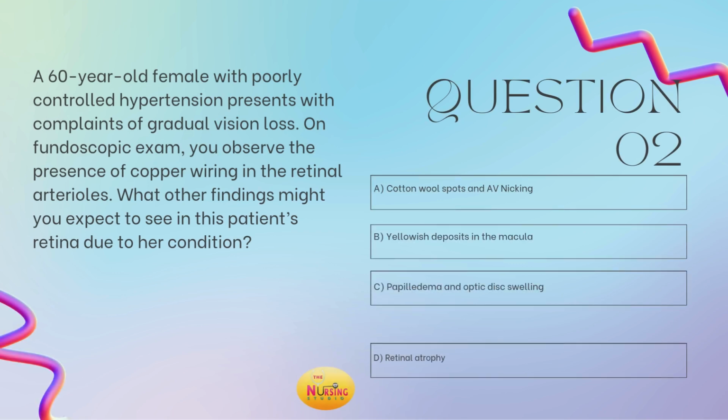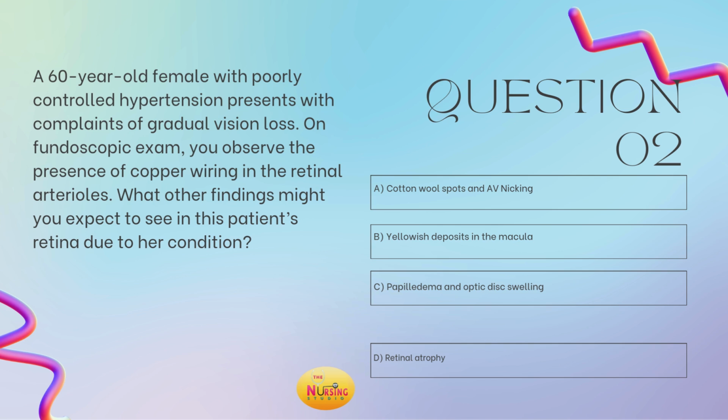All right, question number 2. A 60-year-old female with poorly controlled hypertension presents with complaints of gradual vision loss. On fundoscopic exam, you observe the presence of copper wiring in the retinal arterioles. What other findings might you expect to see in this patient's retina due to her condition? Is it A, cotton wool spots and AV nicking, B, yellowish deposits in the macula, C, papilledema and optic disc swelling, or D, retinal atrophy? Take a moment and tell me what you got.